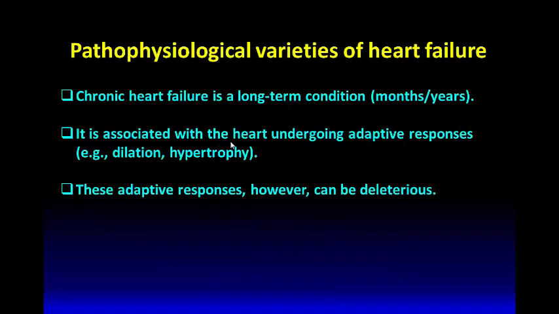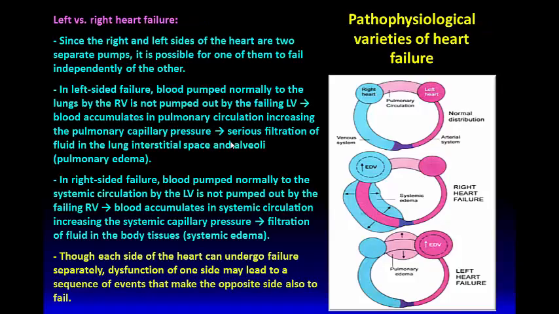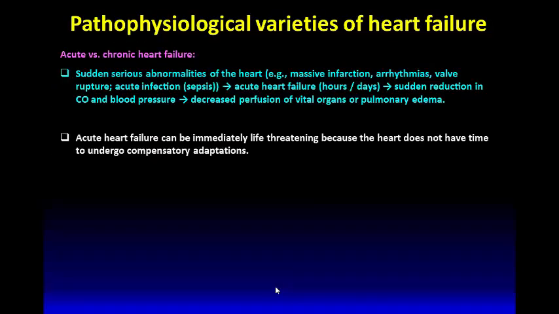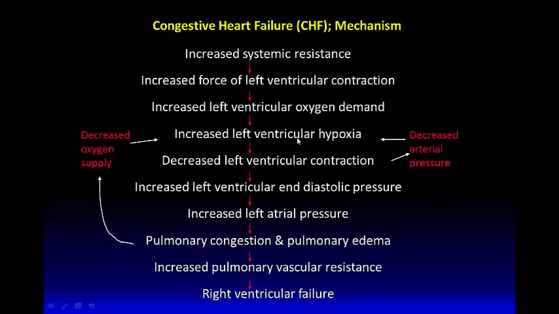As we mentioned earlier, when one ventricle fails, it might lead to a sequence of events that make the other ventricle also fail. So when the left ventricle fails, a sequence of events begin and end with failure of the right ventricle. So we end up having biventricular failure, and this is what we call congestive heart failure.